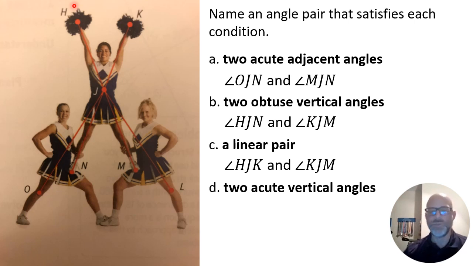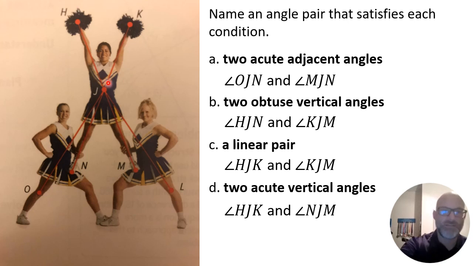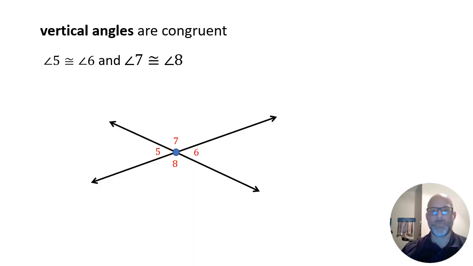Finally, two acute vertical angles. Well, HJK and NJM are clearly vertical angles, and they're acute. Easy. All right, you need to know that vertical angles are always congruent. So 5 is congruent to 6, and 7 is congruent to 8.